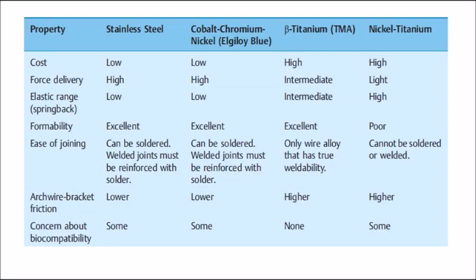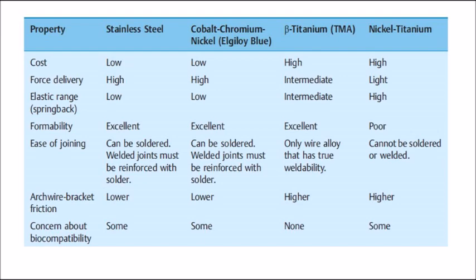So when you are comparing the properties of stainless steel, cobalt chromium, beta titanium and nickel titanium wires, please note that force delivery is highest for stainless steel and cobalt chromium. That is, your alloy and stainless steel wires offer the maximum force delivery, whereas nickel titanium is most suitable for delivering light forces. So that is why nickel titanium is used in the initial leveling and alignment stages. We go for nickel titanium because it delivers light continuous forces. Whereas when you move to the retraction stages of orthodontic treatment, you go for stainless steel as well as cobalt chromium alloys.